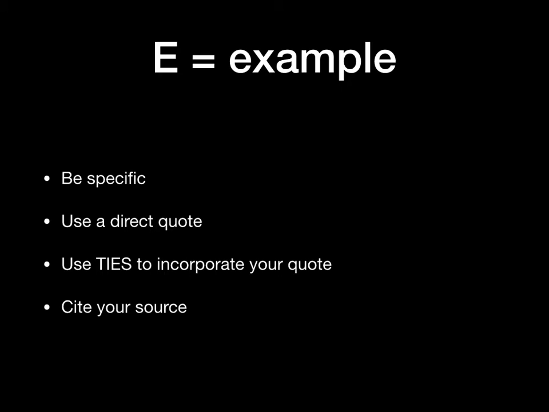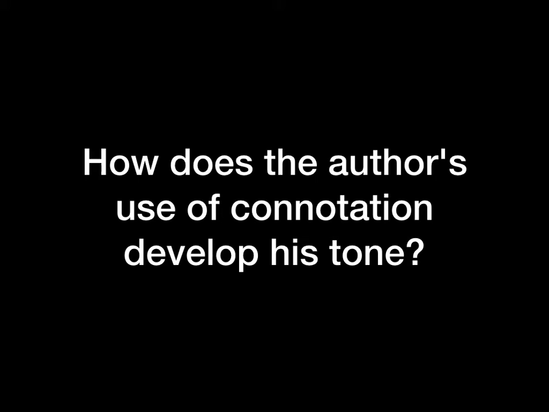So my next sentence is going to be an example. Remember, I need to be specific. I need to use a direct quote. I need to use ties to incorporate my quote. I'll teach you more about that later. And I need to cite my source. I'll also teach you more about that later. So remember, my question is, how does the author's use of connotation develop his tone? So my example should be an example of his connotation.